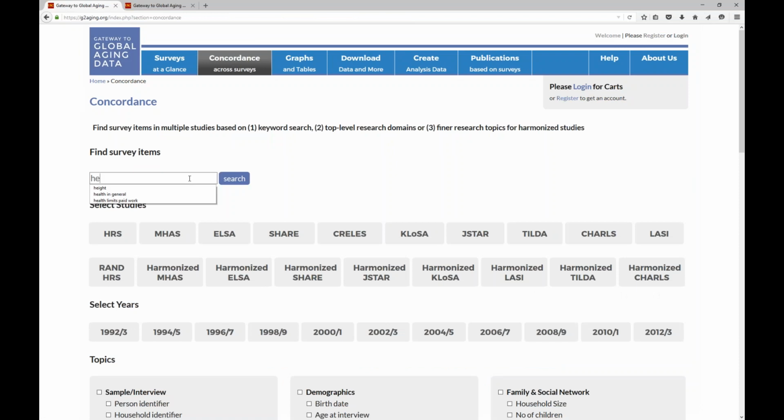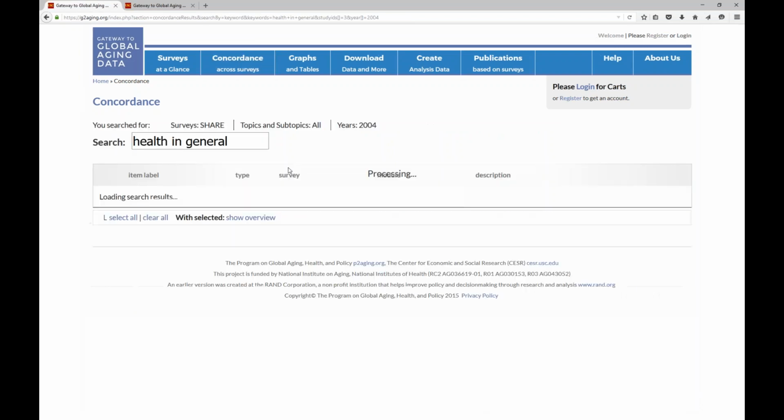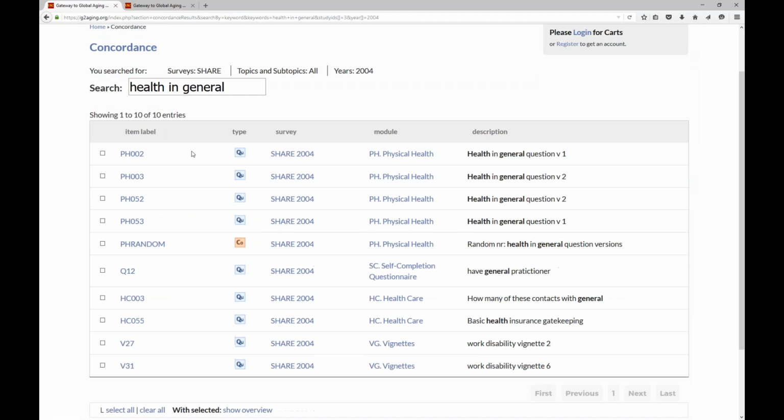Let's go through one more search, and let's just look for health in general. Let's type in health in general. We'll use a keyword search here. And let's say we're interested in SHARE 2004, and we can search there. So you can see here we've got health in general. We've got quite a few questions for health in general.